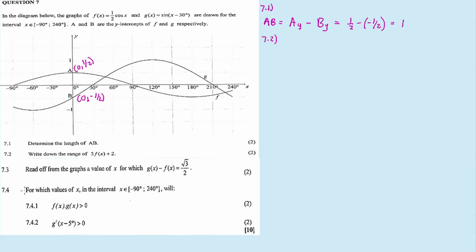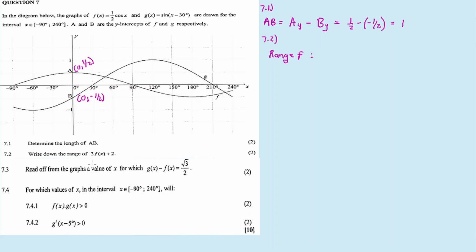7.2. Write down the range of 3f(x) plus 2. Some people like problems. Imagine you come across this question in the exam. I like this question because it has some complexity, but it is simple, don't panic.